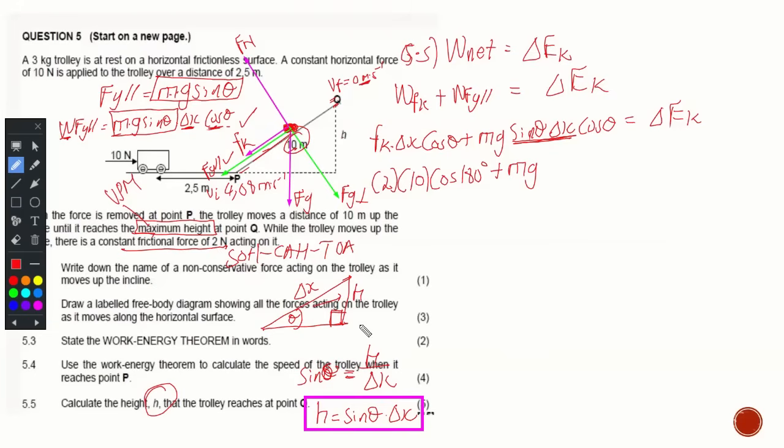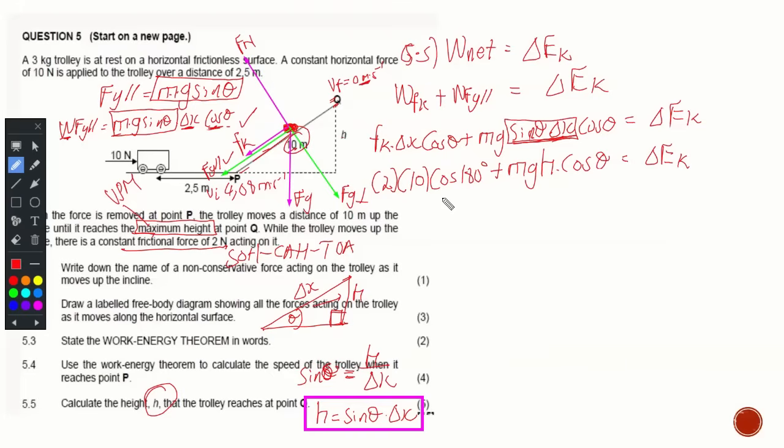Right. So that means you can easily replace the sine theta delta x by h, right? According to your knowledge of SOH CAH TOA, you can just say where the sine theta and delta x, let me just replace all of this by h. And then you have cos theta here is equals to change in EK, right? Now let's deal with this one quickly.